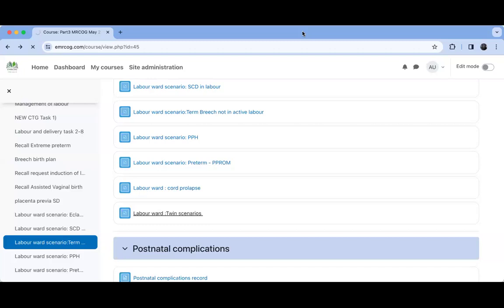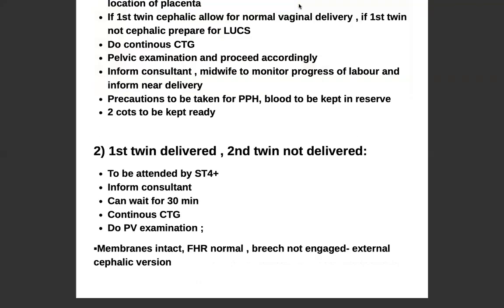So this is about the twin when you have a transverse scenario. How about if the second is breech? For the second, if it is breech, you have to know if the breech is engaged or non-engaged, right? If the breech is engaged, what can you do here? If the breech is engaged, you do breech extraction.